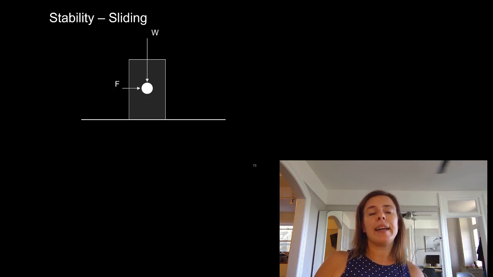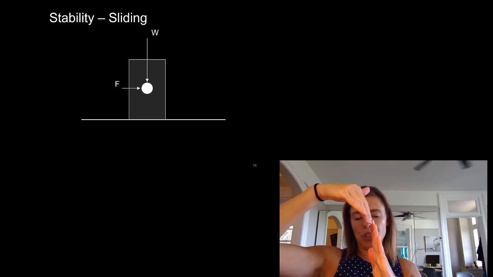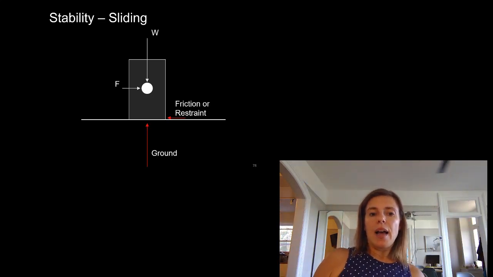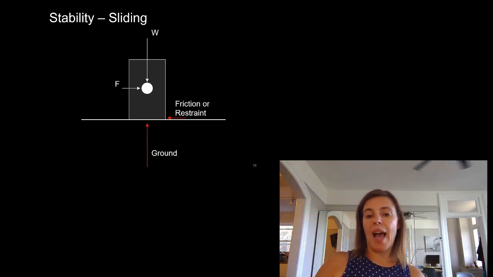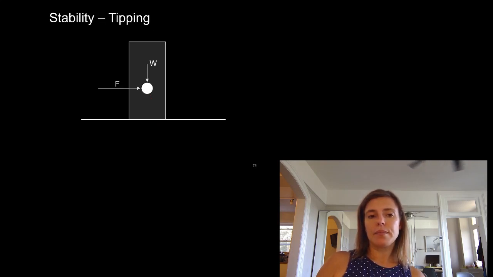Okay, so sliding. We have a force coming down, the ground is pushing up, and we have a force pushing on the side of the building. So we have friction stopping it and the ground pushing up as our reactions. We're going to talk more about reactions as well. If there's not enough friction to resist that force pushing on the building, our building is going to slide.